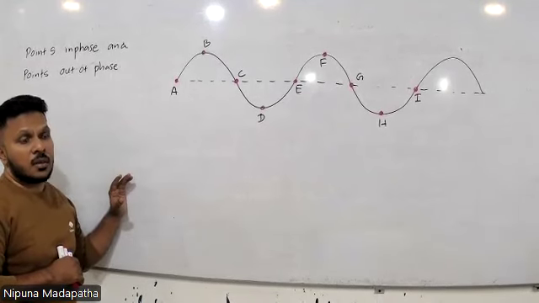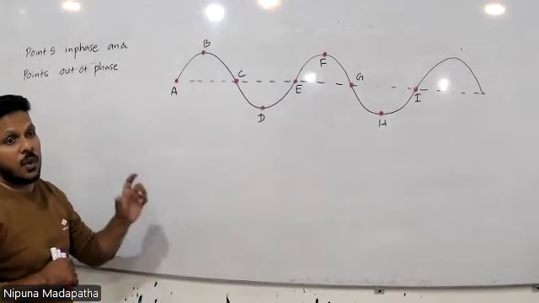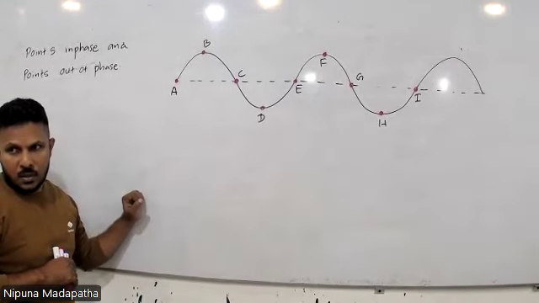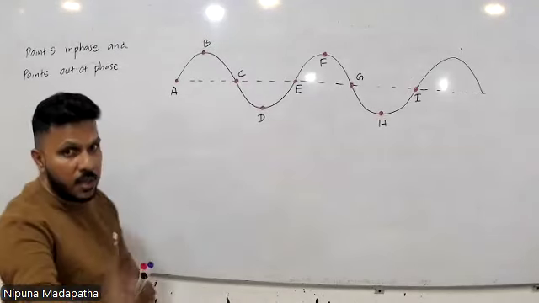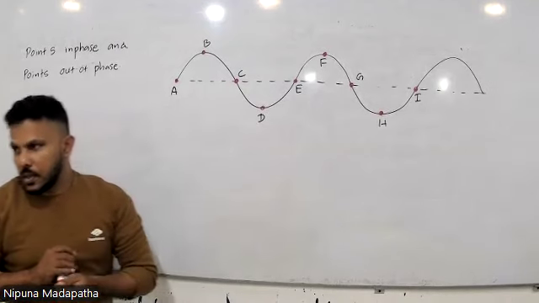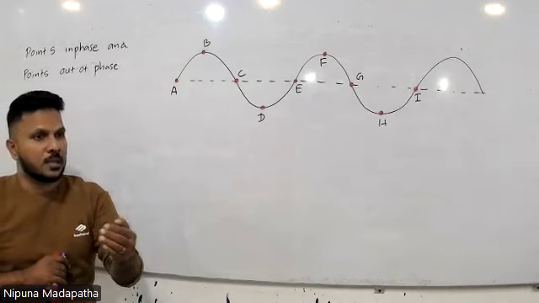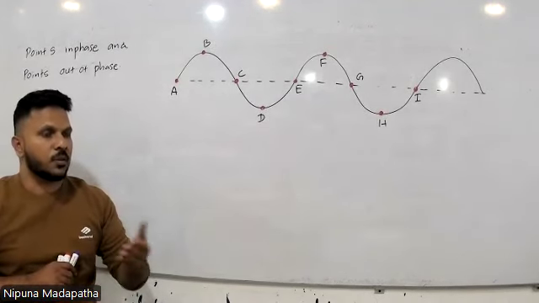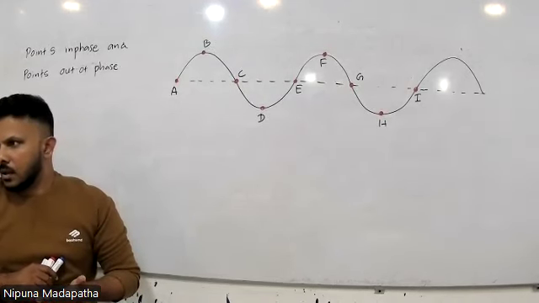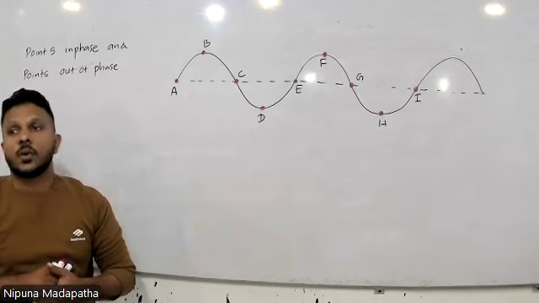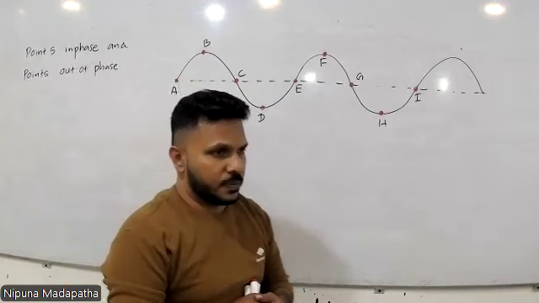The phase difference of two in phase points is an even multiple of pi, a multiple of 2 pi. If the phase difference between two points is 2 pi, or 4 pi, 6 pi, those points are in phase points. Those points have the same kind of motion.